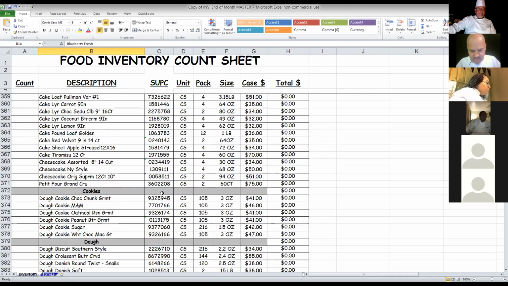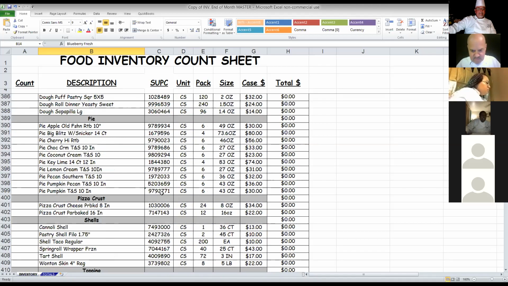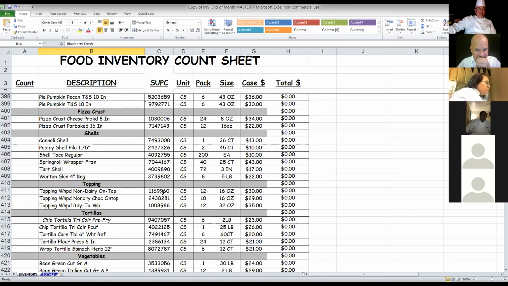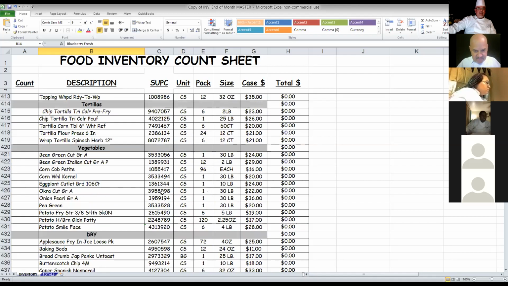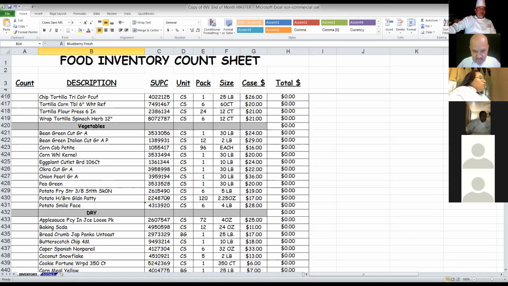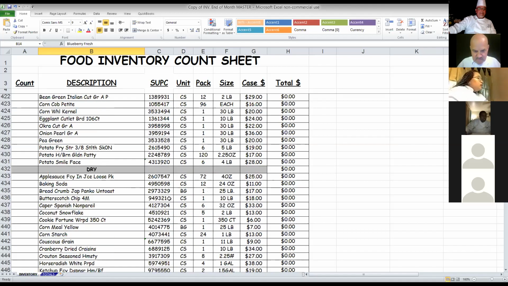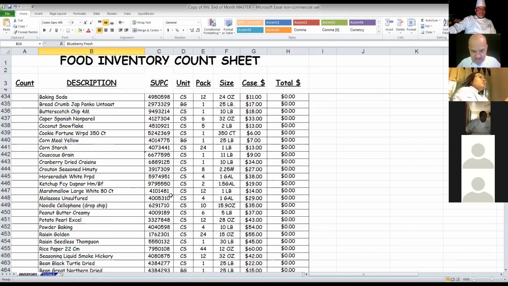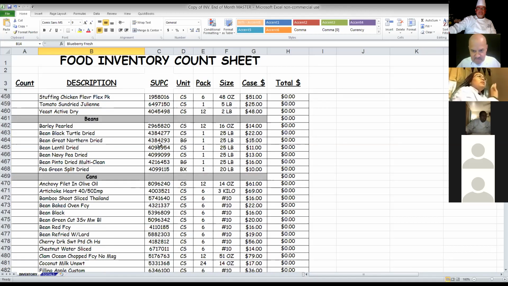Okay, so I have another question. Did you only send one inventory sheet? Did you send one when the class first started and then send another one? I think I sent them both at the same time. Which one do you have? The one that I have has the black beans, six number 10s for $16.